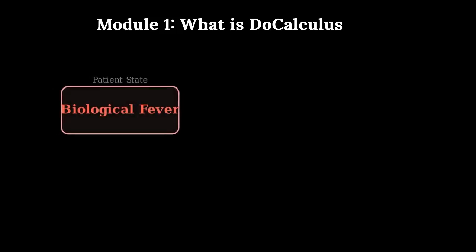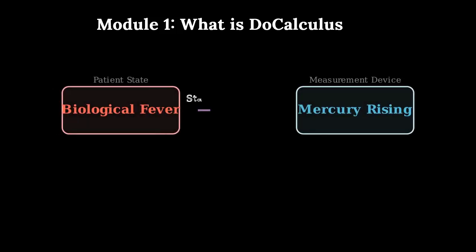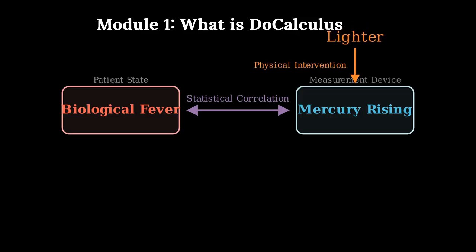Let's start with a basic correlation. In a hospital, a patient has a severe fever, and a thermometer nearby shows a high reading. Standard statistics notes this relationship perfectly. But if you walk into the room with a lighter and manually heat up that thermometer, does the patient suddenly develop a fever? Of course not.